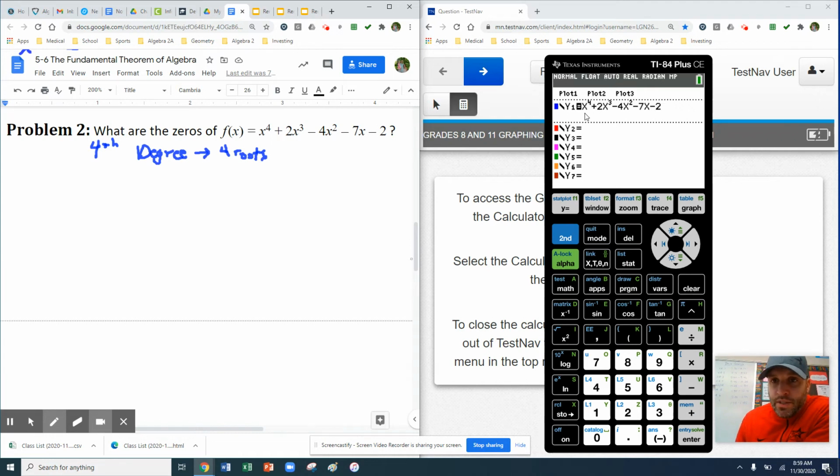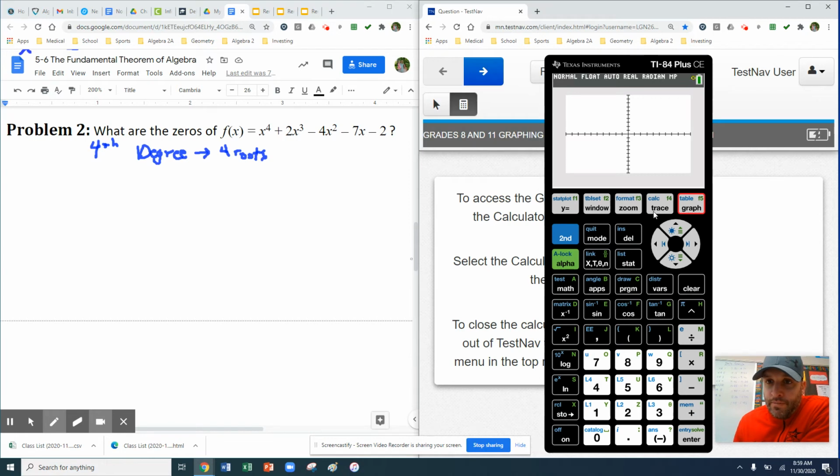All right, we got it typed in. I'm going to double, triple check. Looks like everything checks out. We hit graph. And we take a look. So we have 4 roots. We just need to know what kind of roots we have. It looks like we have 1 real root there. We have another real root there, another real root there, and another real root. So we have 1, 2, 3, 4 total roots.